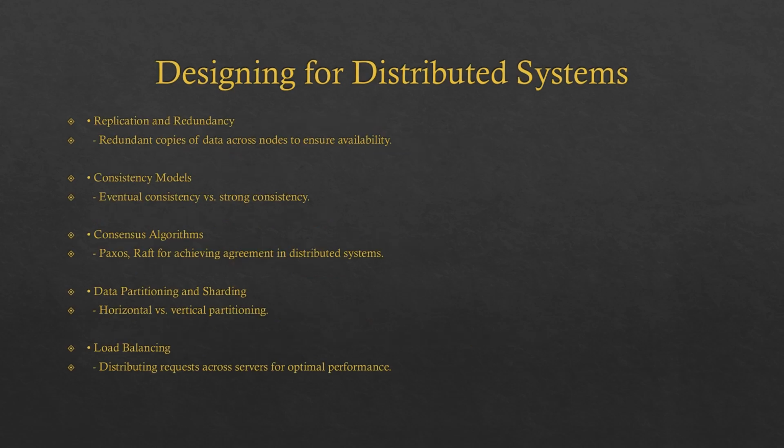Designing distributed systems requires strategies to handle challenges like network failures and scaling. Replication and redundancy. By creating multiple copies of data across different nodes, we ensure availability even in the event of a failure. Consistency models. Depending on the needs of the system, we can either opt for eventual consistency or strong consistency. Consensus algorithms. Algorithms like Paxos and Raft are used to help nodes agree on decisions even if some nodes are unavailable.